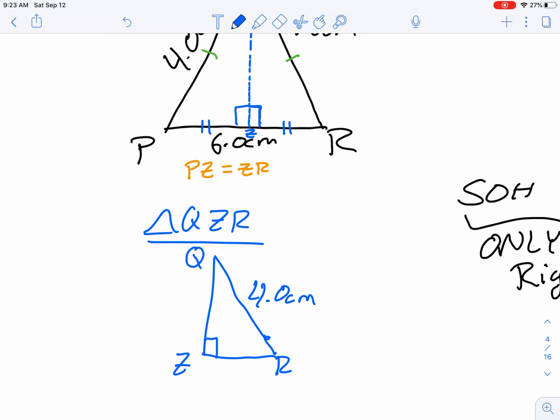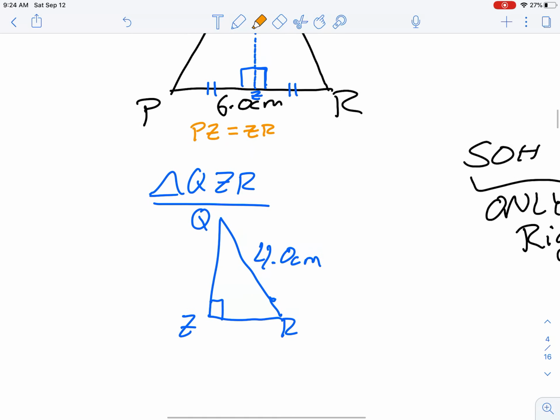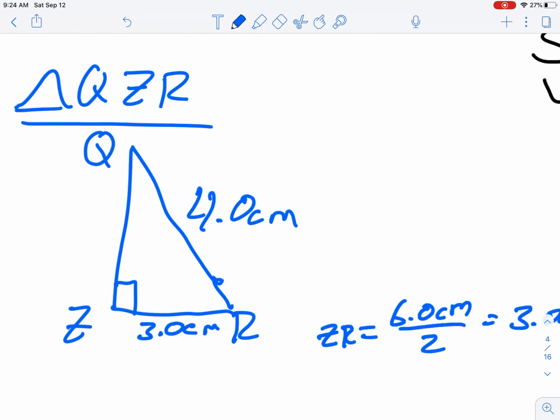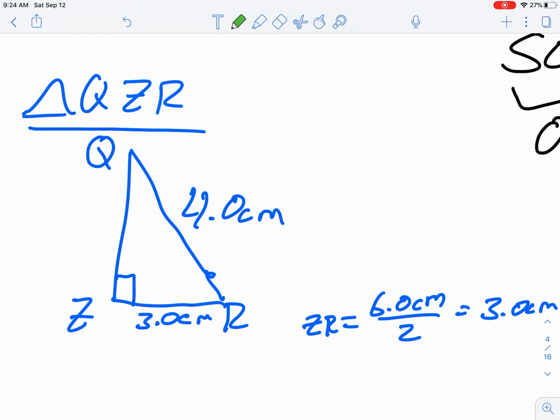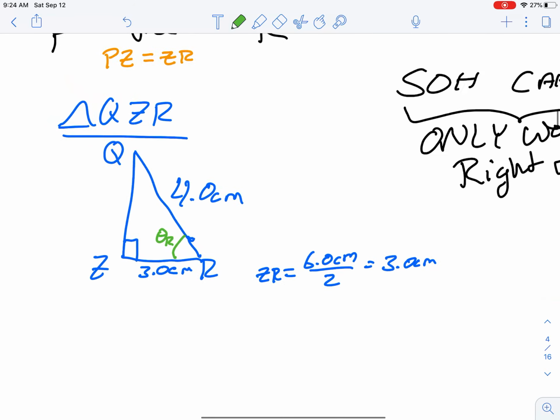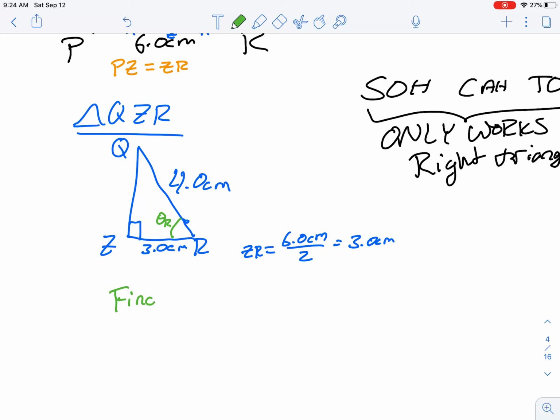Now, since P to Z, since this line segment equals this line segment, that means both those line segments are just half of 6. Okay, so Z to R simply equals 6 divided by 2. So to find Z to R, we're going to do 6 centimeters and divide that by 2. So this is 3.0 centimeters. Now we can find one of our angles. Okay, we can find angle R. So let's find angle R.